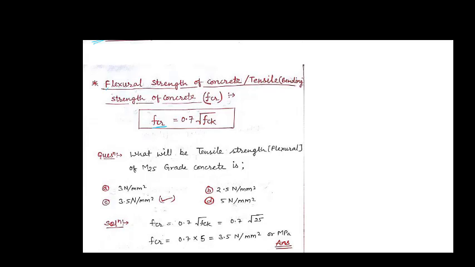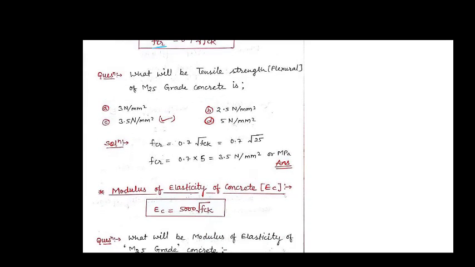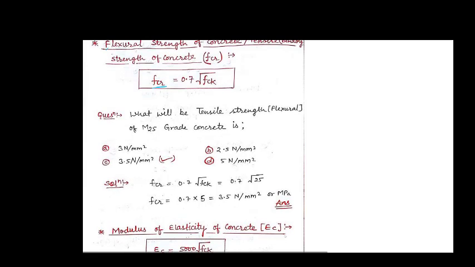Okay, so there is a small example I mentioned here. What will be the tensile strength of M25 grade? By using the above formula you can easily calculate the flexure strength. So FCR is 0.7 under root FCK. Here the FCK value is 25, because the grade is M25, so by putting this value in the formula we get 0.7 under root 25. It becomes 5 into 0.7 and the value comes out to be 3.5 Newton per mm square or 3.5 megapascal. So the correct answer is C. This is a very short example which I mentioned here for your practice.